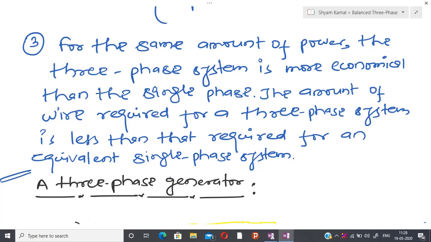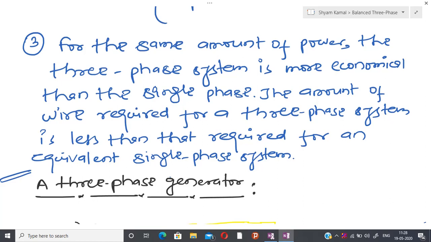Basically this balance means somehow we are talking about all voltages being equal in magnitude and out of phase with each other by 120 degree. So that is the meaning of balance. We will see the formal definition in the later part of this lecture.